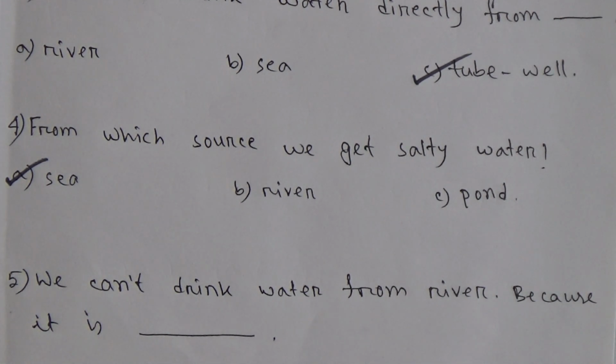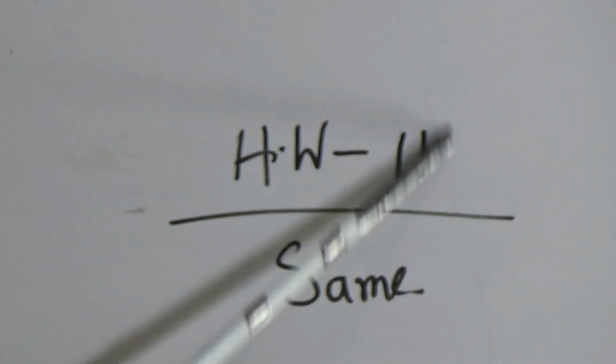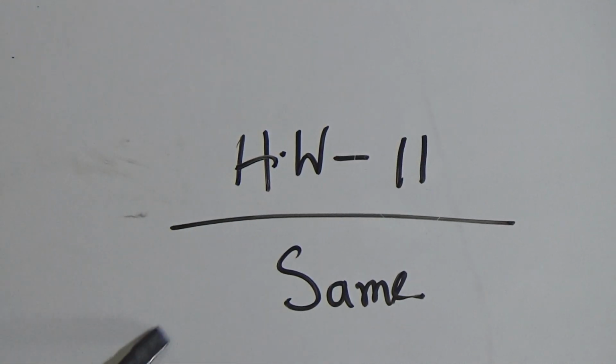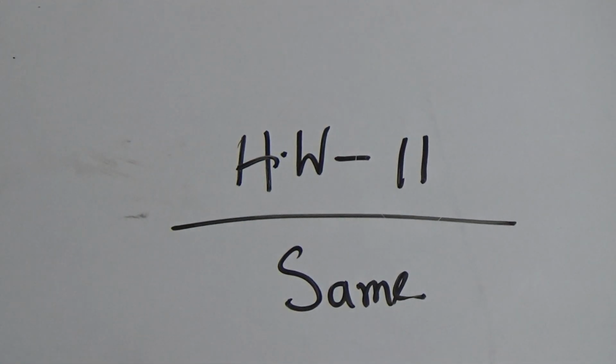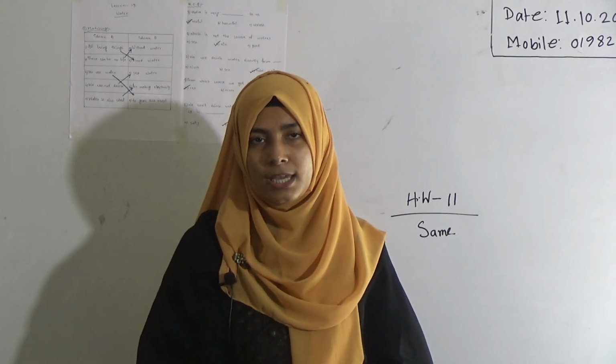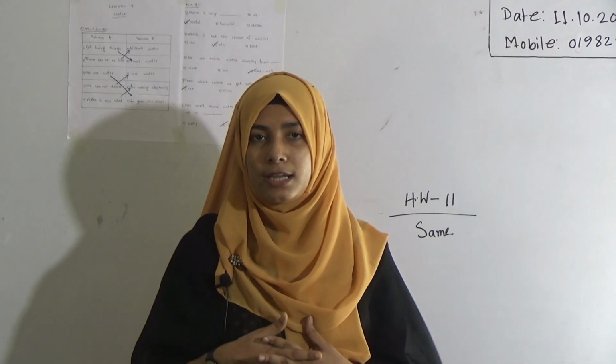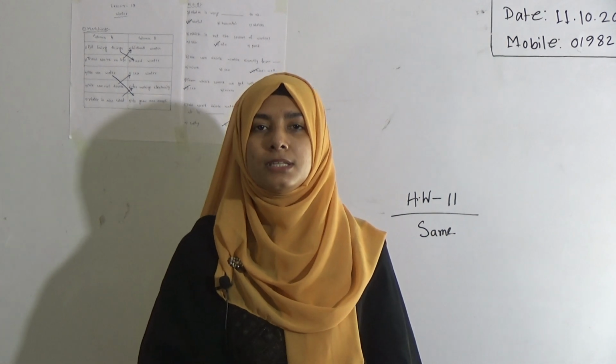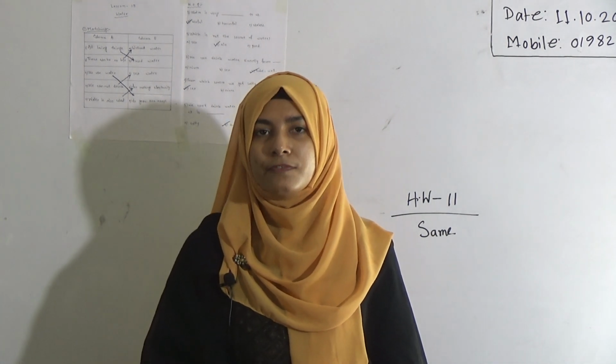So my dear students, hope you have understood today's class, and this is all for today. You have a SW, that is SW number 11, and the SW will be the same. That means the MCQ and matching, you have to do both of the things as a SW. This is actually the lesson for your vacation of puja, and you have to do it during the vacation time, and you will submit it on the upcoming Saturday after the vacation.